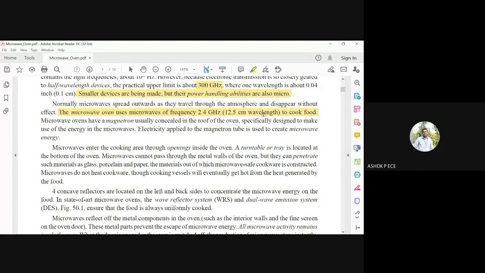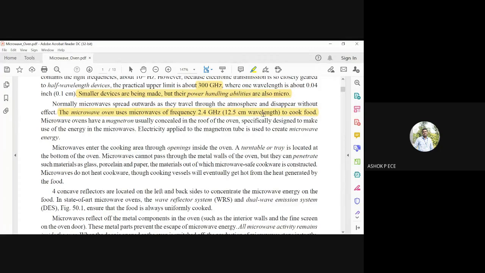Industry, scientific and medicine. So it is a very, very common band. And for this frequency, we need not obtain a license, because the government gives this frequency free of cost for industry, scientific, medical and other commercial applications. So microwave ovens also operate in this frequency, 2.4 gigahertz.